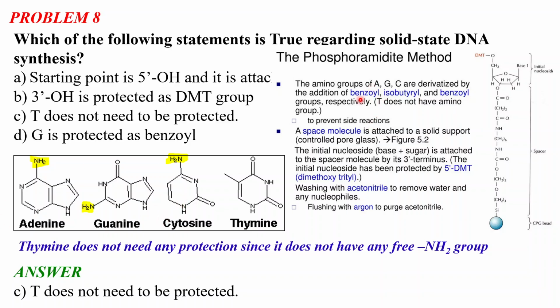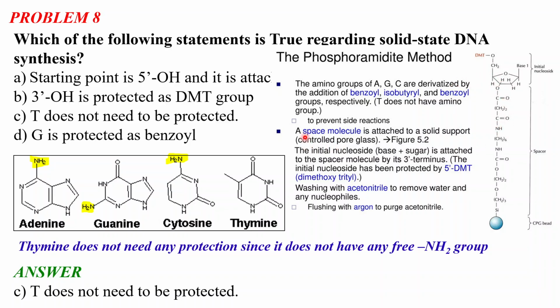Okay, the adenine is protected as benzoyl, guanine is protected as isobutyryl, and cytosine is protected as benzoyl. Why are these protections required? To prevent any kind of side reaction, to minimize any kind of side reaction in case of oligonucleotide synthesis.